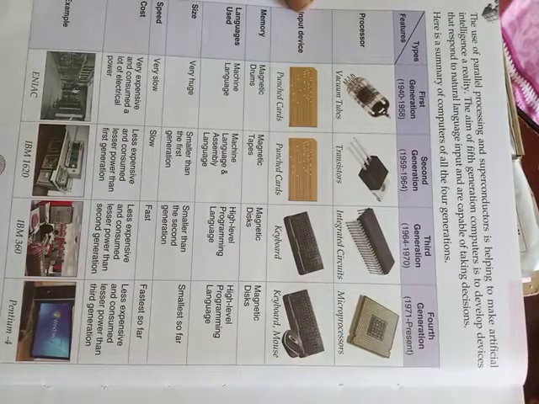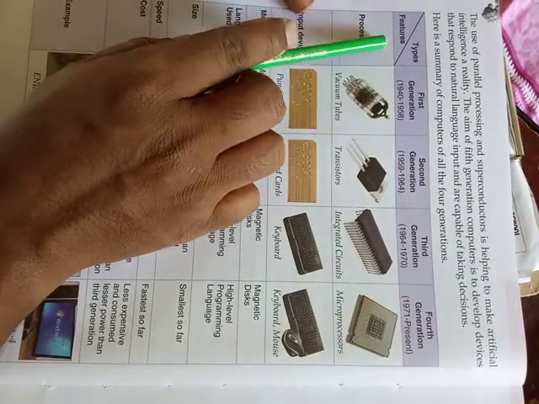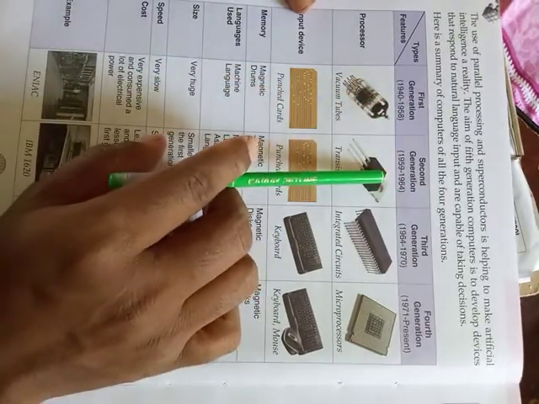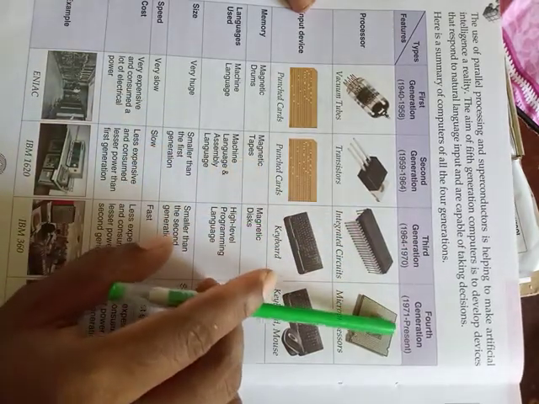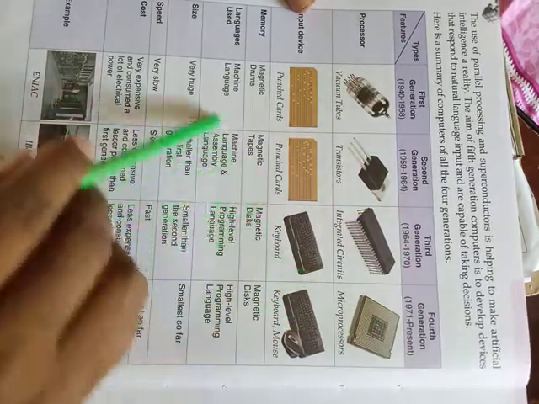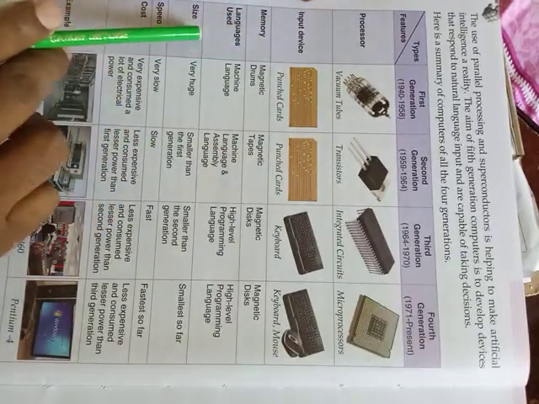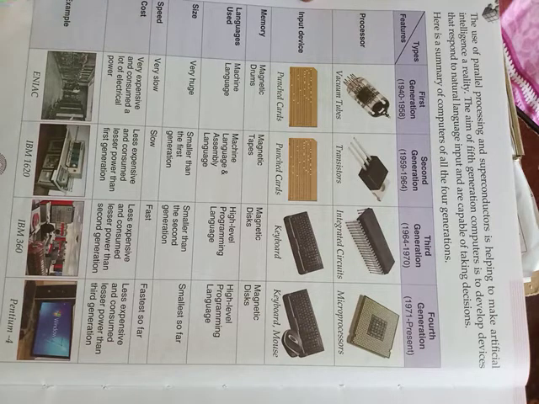Dear children, today we are going to discuss the types or features of first generation computers, second generation computers, third generation computers, and fourth generation computers. We will look at the processor, input device, memory, language used, size, speed, cost, and examples. One by one we will discuss.